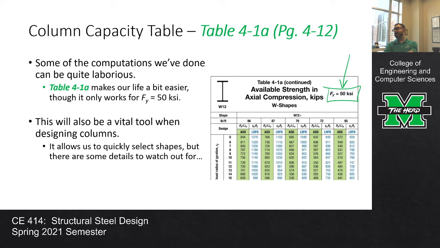To be clear, the manual actually does have tables for 65 and 70 KSI steel, but in no way, shape, or form are they more difficult. The only reason I limit it to 50 KSI is because that tends to avoid local buckling issues. This is not only an analysis tool, but it's basically the way that we're going to design columns. So that's what we'll talk about on Monday.